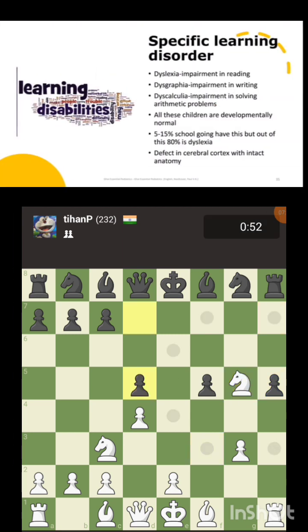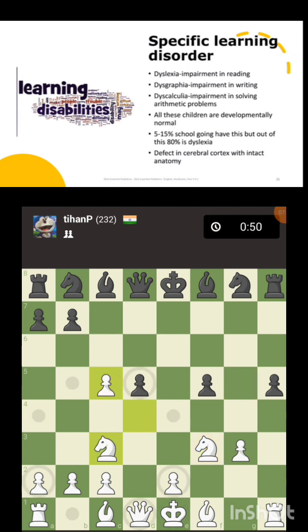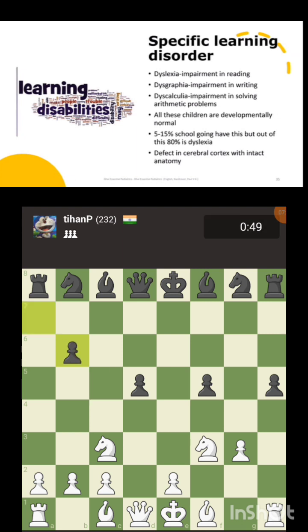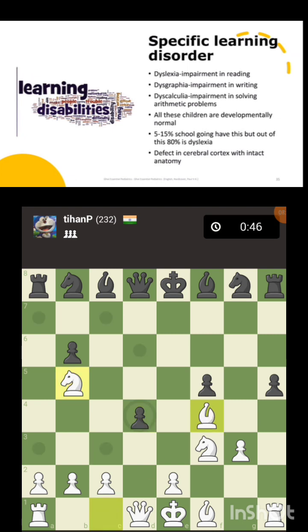Okay, then there is specific learning disorder. Dyslexia is impairment of reading, dysgraphia is impairment in writing, and dyscalculia is impairment in solving arithmetic. All these children are developmentally normal. 5 to 15% have these, but of these, 80% is dyslexia.